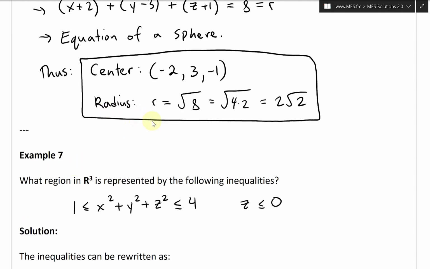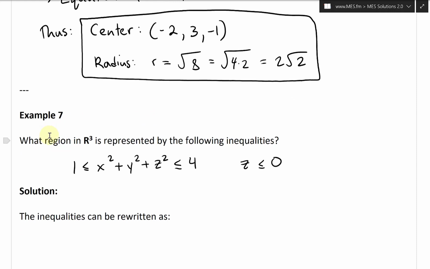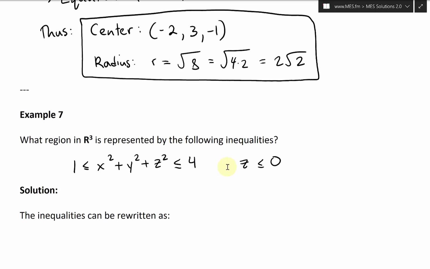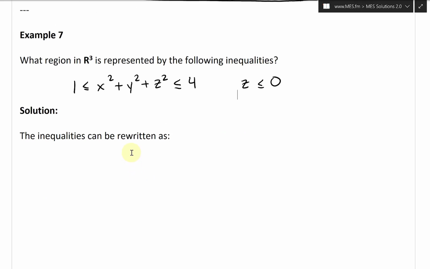Alright, so now let's take a look at the last part of this video, and that's example 7. This one states, what region in R3 is represented by the following inequalities? We have 1 is less than or equal to x squared plus y squared plus z squared, and this is less than or equal to 4. And we're also given that z is less than or equal to 0. So let's take a look at the solution.